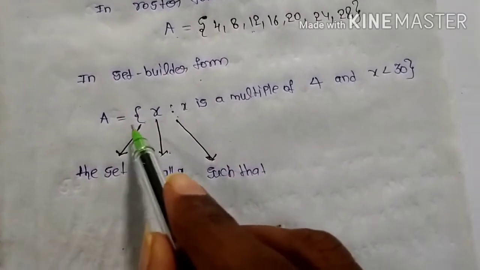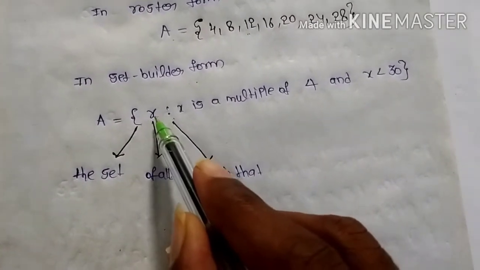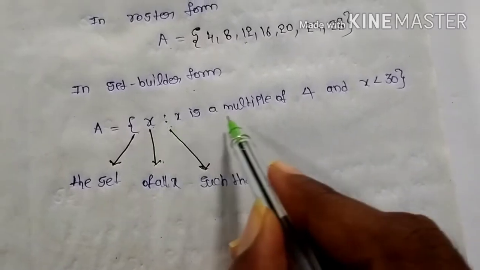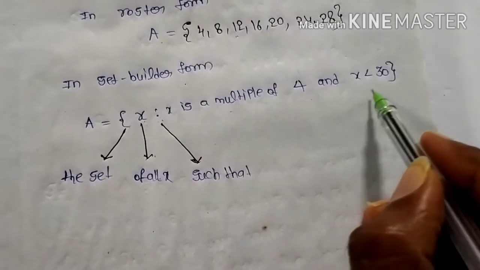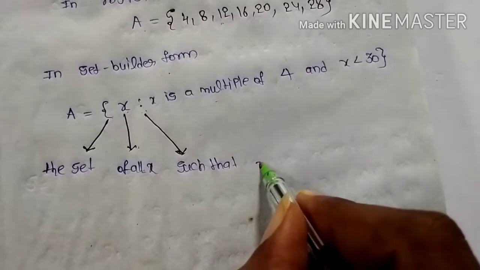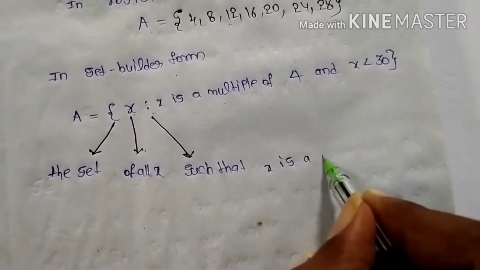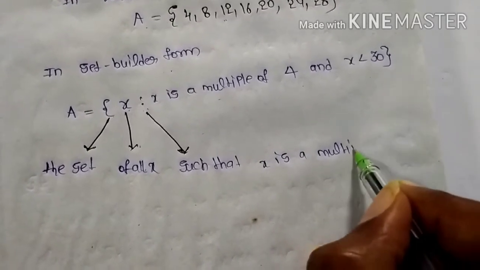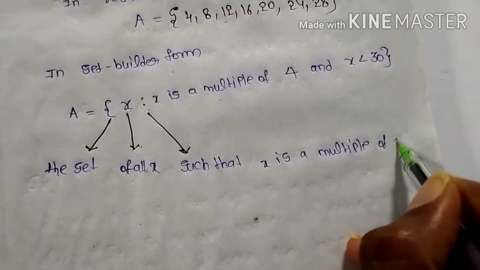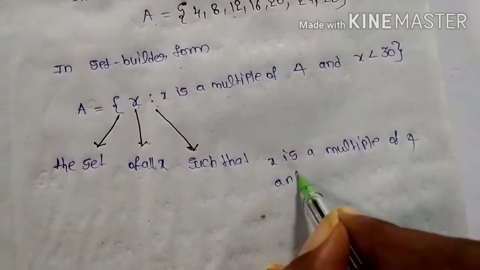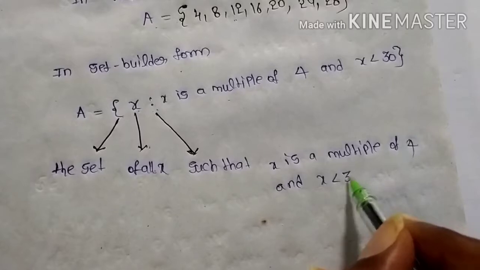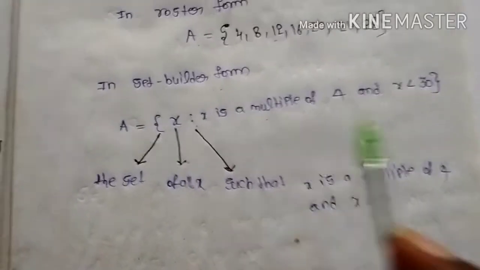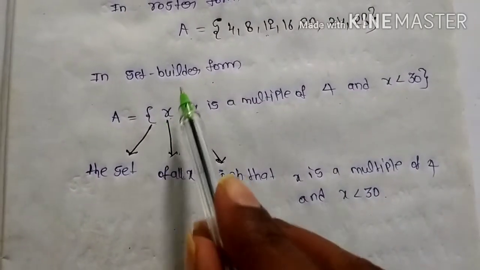See here, A is equal to the set of all x such that x is a multiple of 4 and x is less than 30. You can write here: x is a multiple of 4 and x is less than 30. You can see here, it is very easy in set builder form.